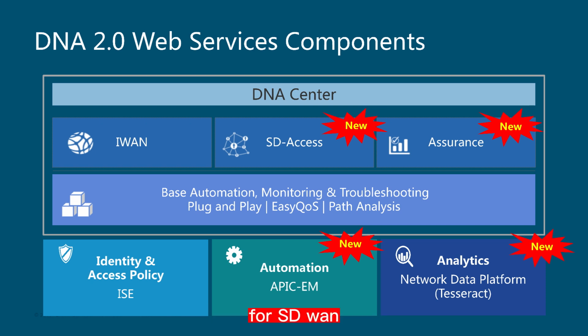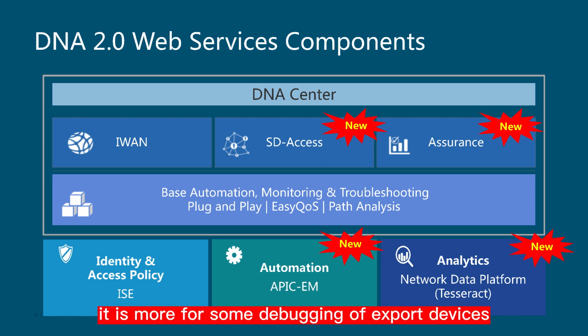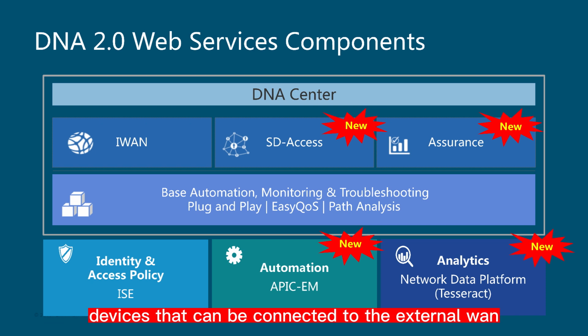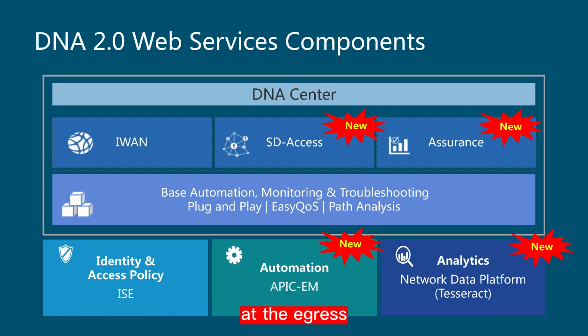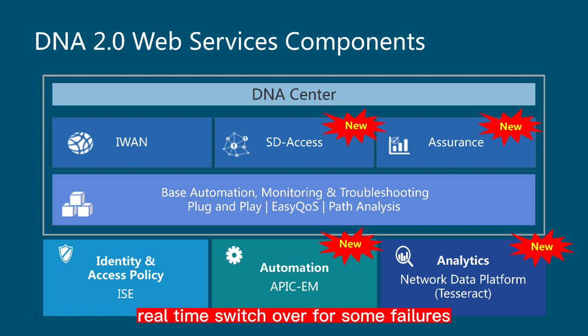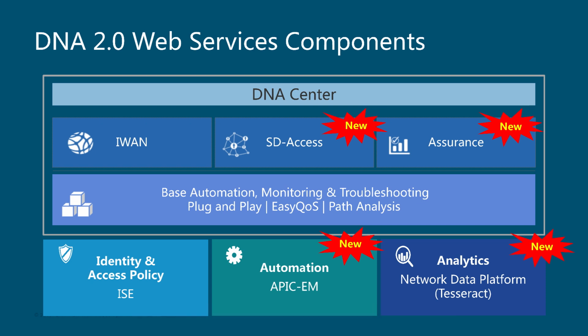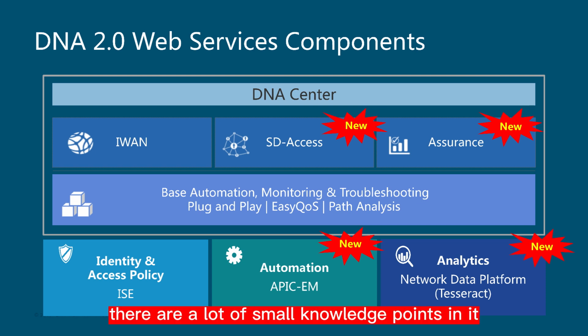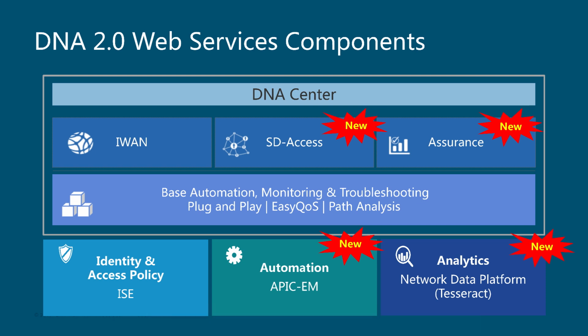Secondly, SD-WAN is more for some debugging of export devices, devices that can be connected to the external WAN at the egress. It implements some intelligent traffic load, real-time switchover for some failures, diagnosis, etc. It can do better support. For both SD-WAN and SD Access, there are a lot of small knowledge points in it. No instructions given here. Specific to IE we'll talk about.